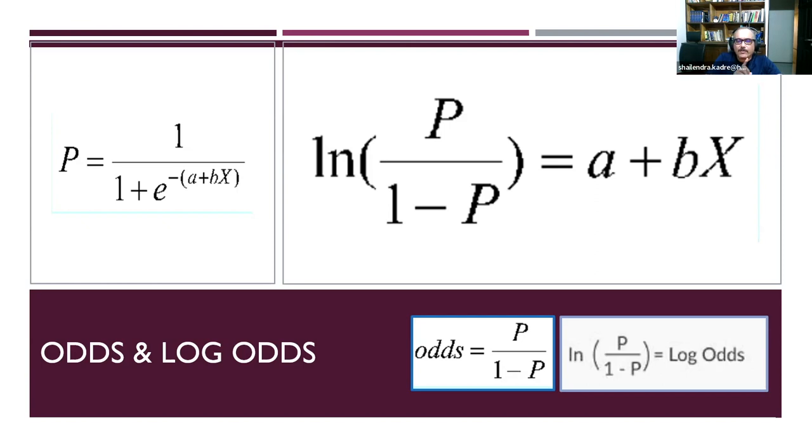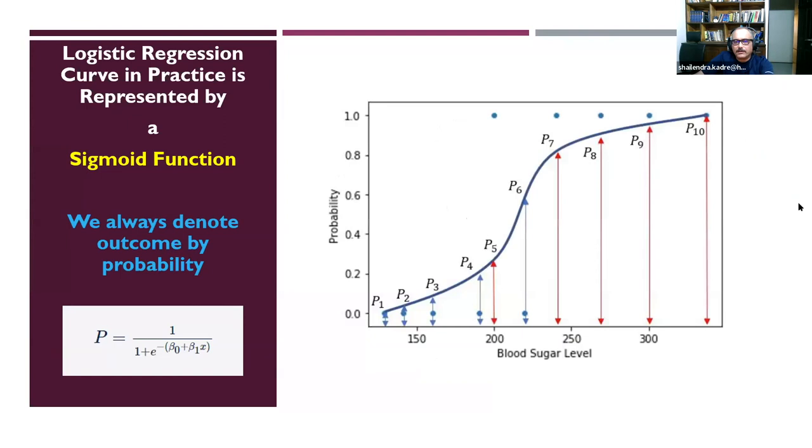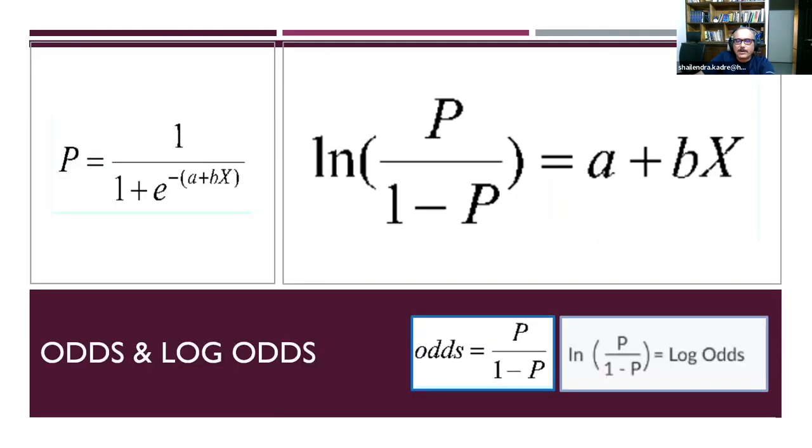So what is p upon 1 minus p? P is the probability of an event happening or not happening. Whatever event we are looking at here, this is nothing but p. So the event is happening with a probability of 0.3, 0.4, 0.5, or a patient is having TB and the probability is 0.8. So that is what P is. We take that P, then take P upon 1 minus P, and take the natural logarithm.